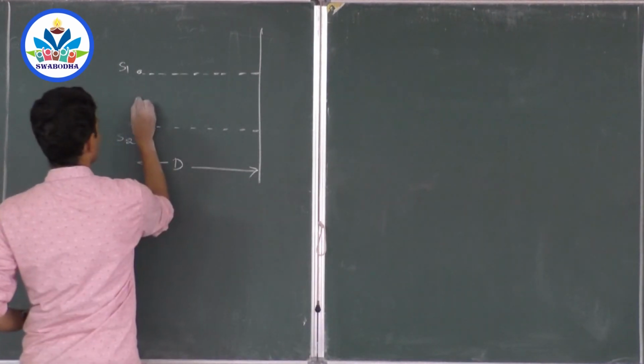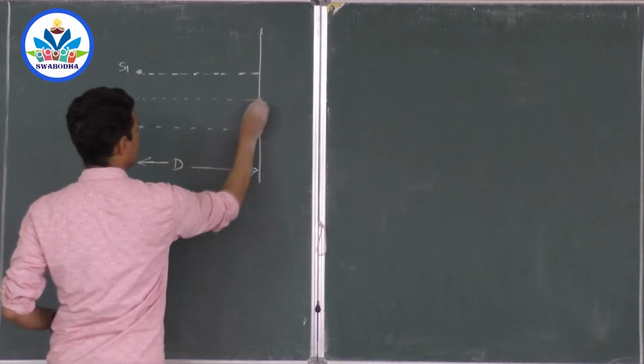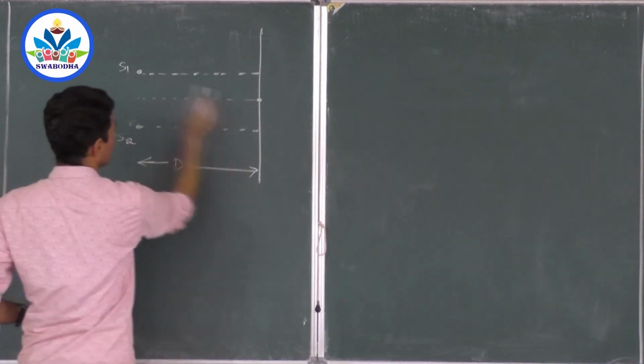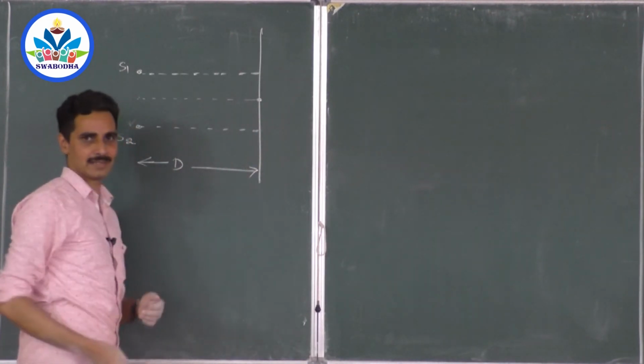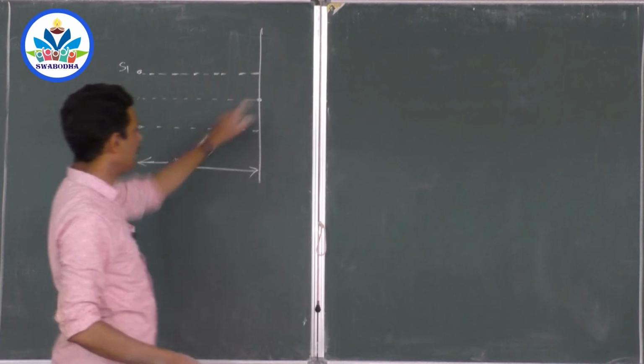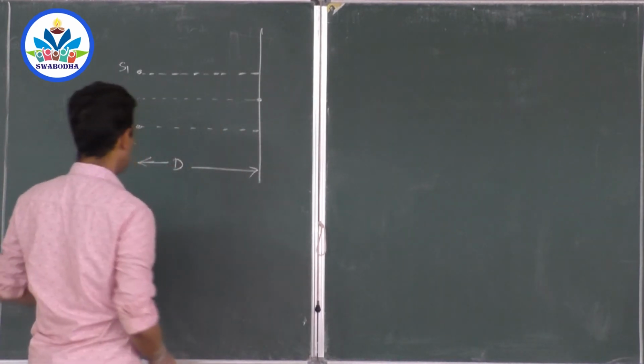And this is the perpendicular bisector. Here should be a bright fringe, you know it. Wave coming from here to here and wave coming from here to here travel equal distances. They don't have any path reference. They must meet here. Okay, that is over.